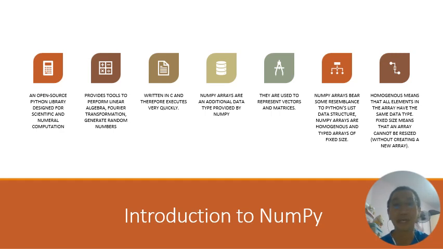NumPy's arrays are an additional data type provided by NumPy. They are also used to represent vectors and matrices. NumPy's arrays bear some resemblance to the Python list data structure. NumPy arrays are homogeneous and of a fixed type. Homogeneous means that all elements in the array have the same data type, and that an array cannot be resized without creating a new array.